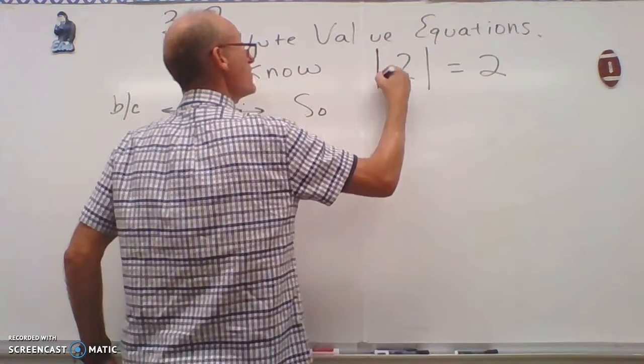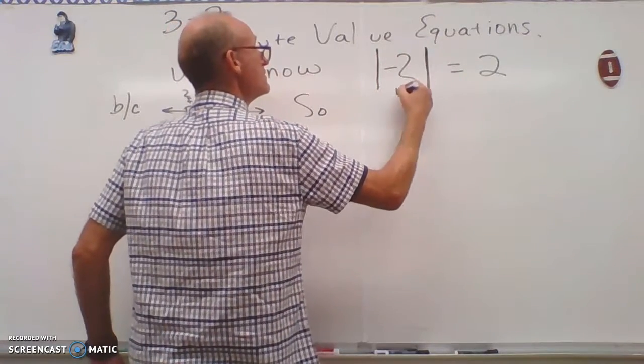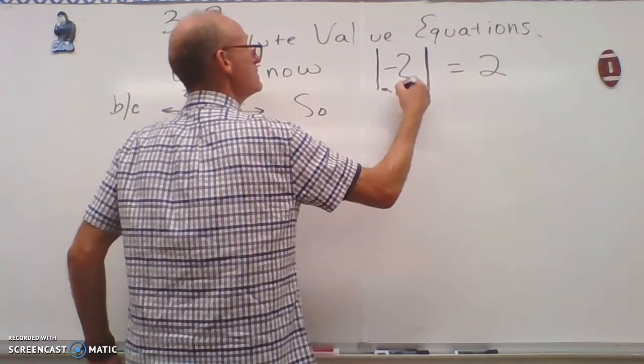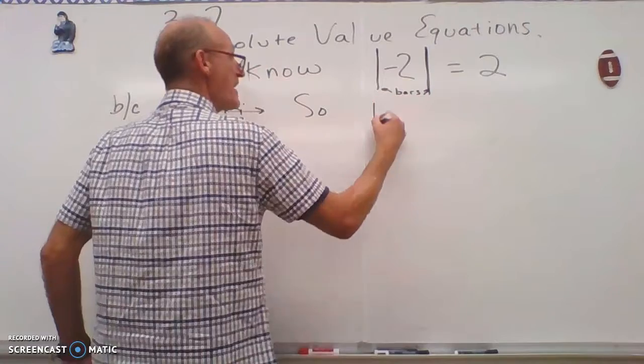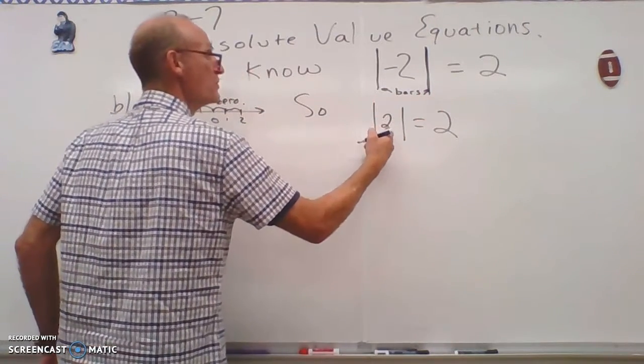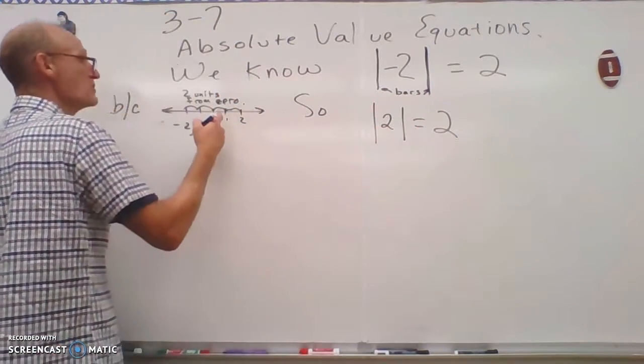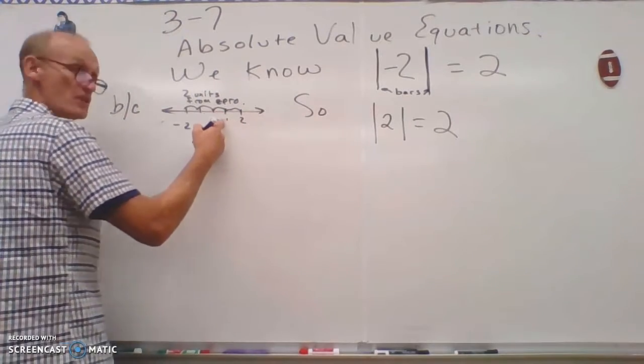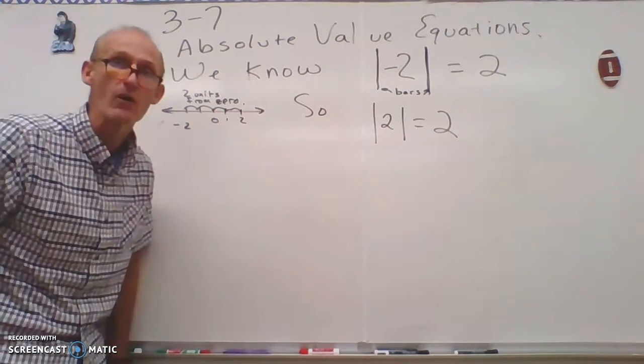Now these are the absolute value bars. And the absolute value of 2 is also 2. The absolute value of 2 is also 2 because 2 is 2 units from 0 also.